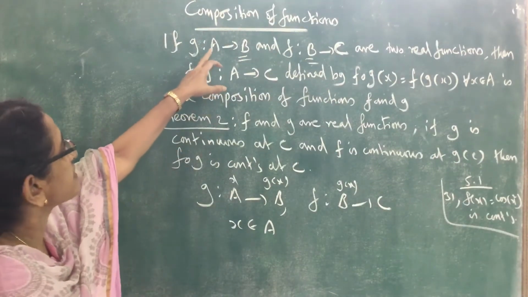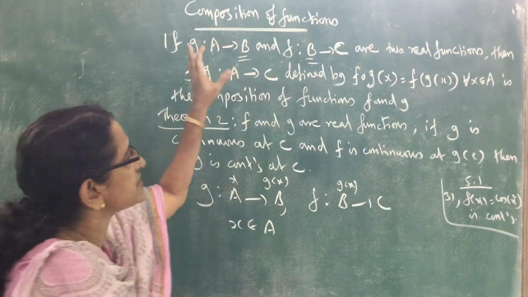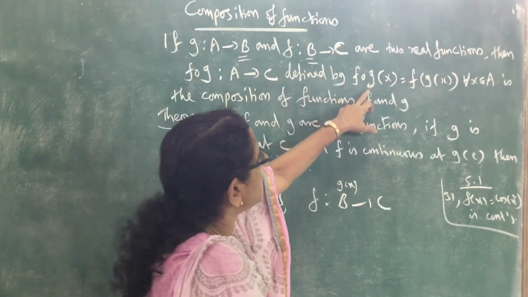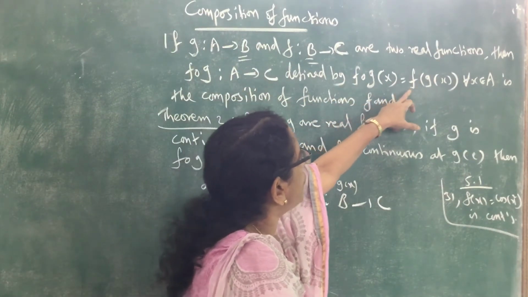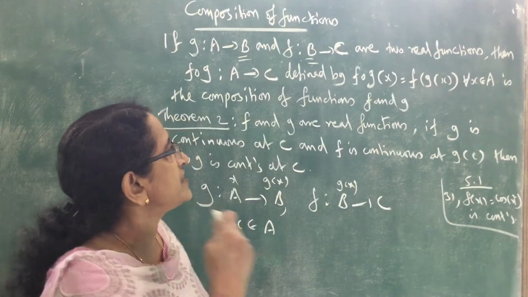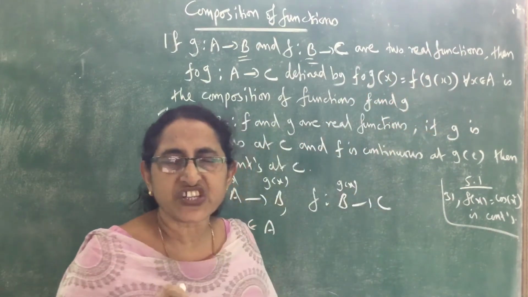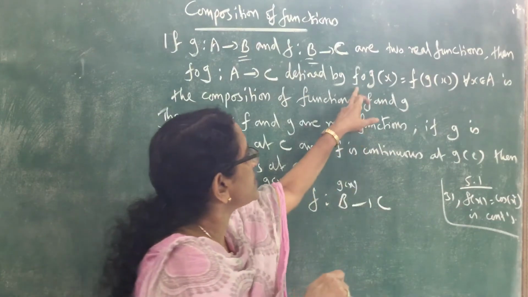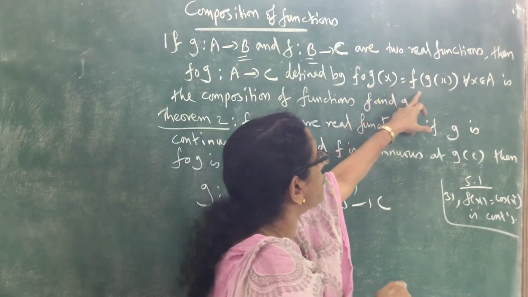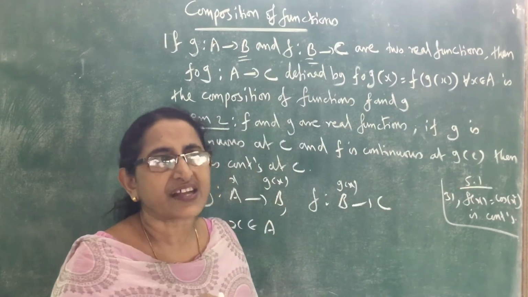And for every x belongs to A, this function is defined as (f composite g)(x) = f(g(x)). Just to change, replace this composite by bracket. So that is the definition of composition. (f composite g)(x) = f(g(x)) for every x belongs to A.